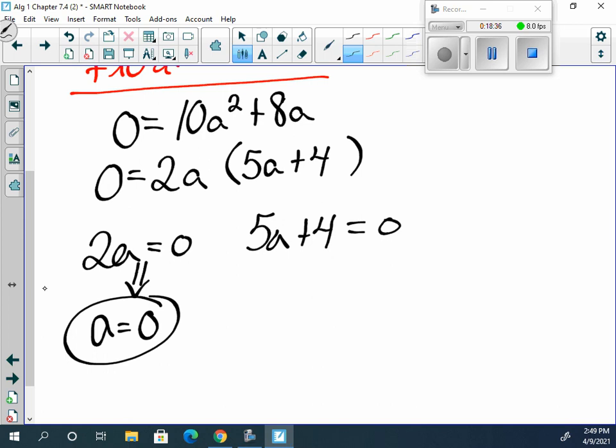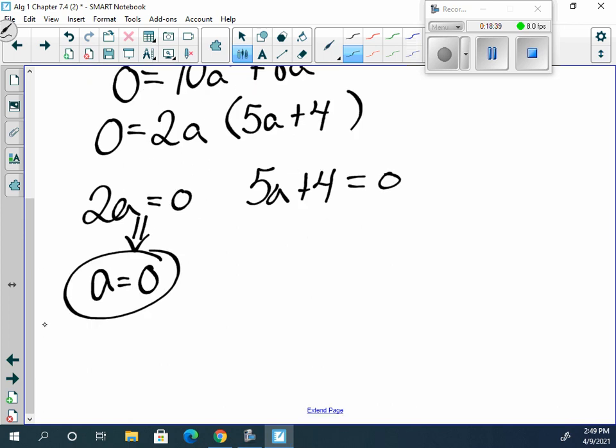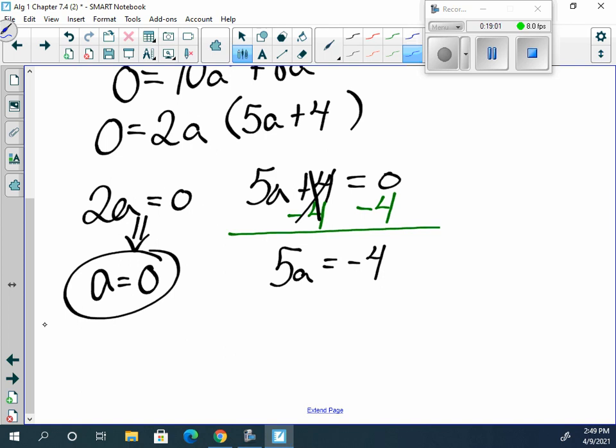Now, 5a plus 4, we still need to solve. What can we do first? We can subtract 4 from both sides. These will cancel, telling us that 5a is equal to negative 4. And then what? We would divide both sides by 5, telling us a is equal to negative 4 fifths.